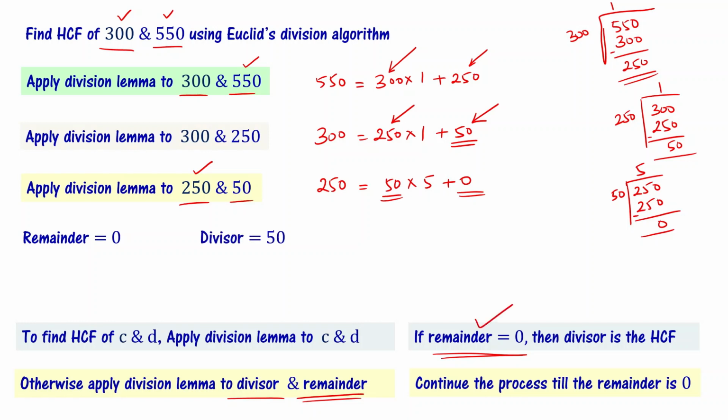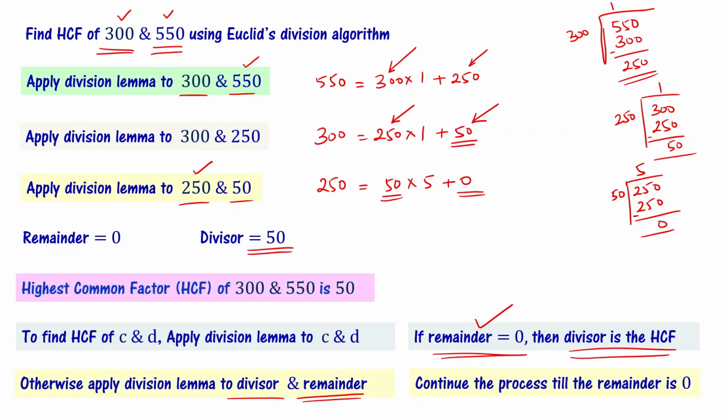మనకి ఎప్పుడైతే రిమైండర్ is 0 అయితే divisor is going to be the HCF. అంటే 300 and 550 అనే 2 నెంబర్స్కి HCF ఏంటి, 50. Let's write that. Highest common factor of these two numbers 300 and 550 is number 50. Understood? Division algorithm ఏం చెప్తుంది, you have to apply division lemma multiple times till you get the remainder equal to 0. ఎప్పుడైతే రిమైండర్ 0 అయిపోయిందో, you say that the divisor is going to be the HCF of given numbers. Understood?